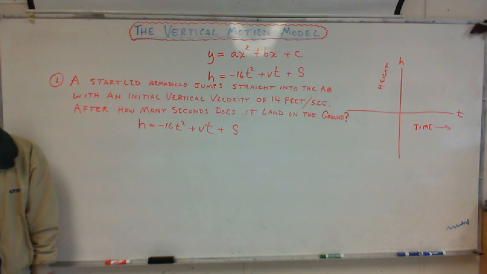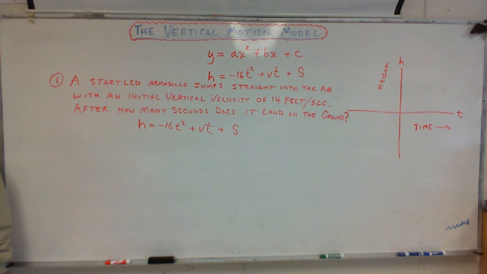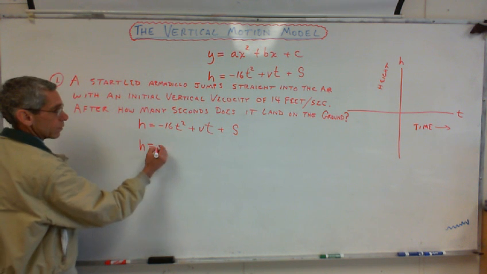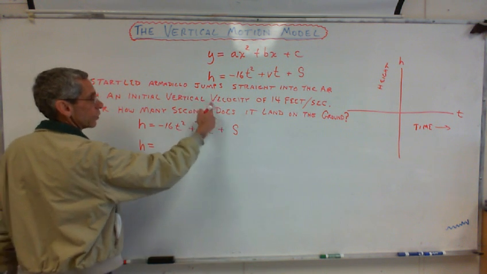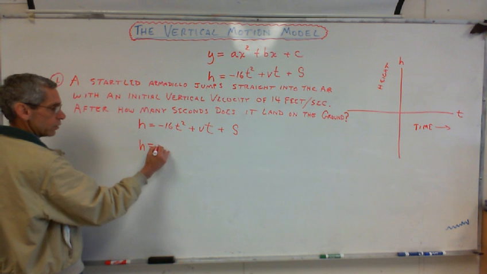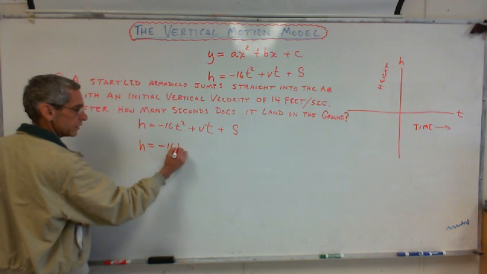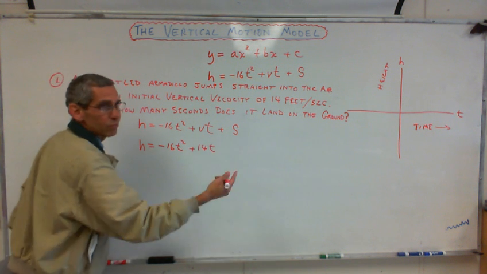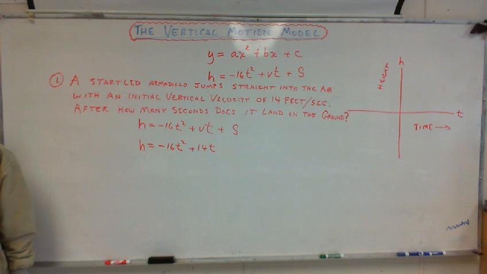Now we ask ourselves, what did they give us? What can I plug into this equation? We're assuming it started on the ground, so S is zero. And V would be 14, because it says initial vertical velocity of 14. This is really a piece of cake. All you do is plug in the stuff they gave you: negative 16t squared plus 14t, and then plus zero. I'm not going to bother writing it because my S is just zero.